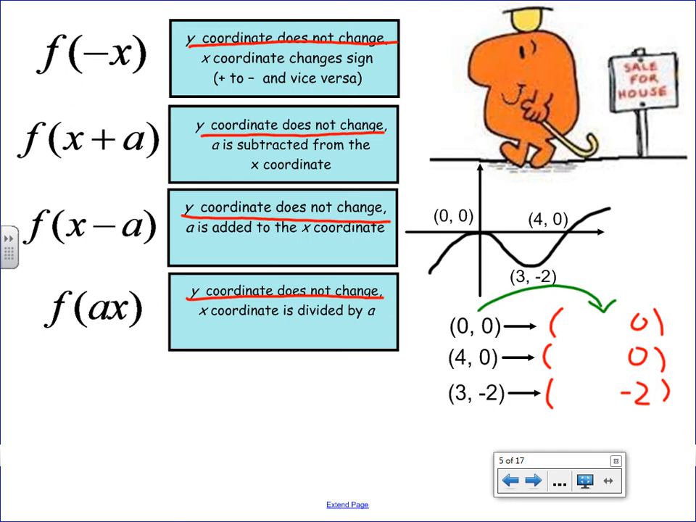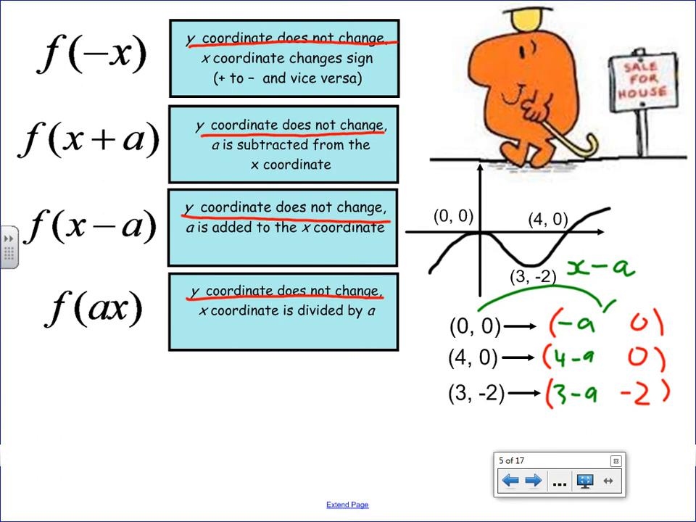Well, the reflection one is fairly easy. Making every x be negative. The x changes, exactly. So it'd be 0, minus 4, minus 3. That's fairly easy. And then it's a reflection, and then you can fill in the coordinates. The second one, again, fairly easy, just remember it's the opposite. So the x would have a taken off for f of x plus a. So this would be minus a, 4 minus a, 3 minus a.